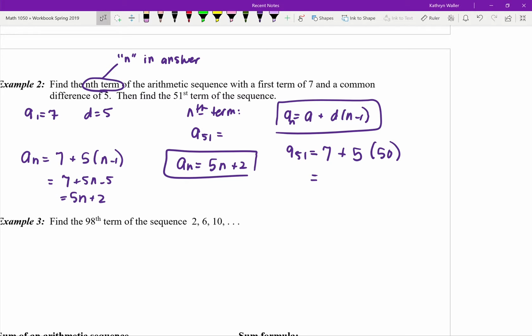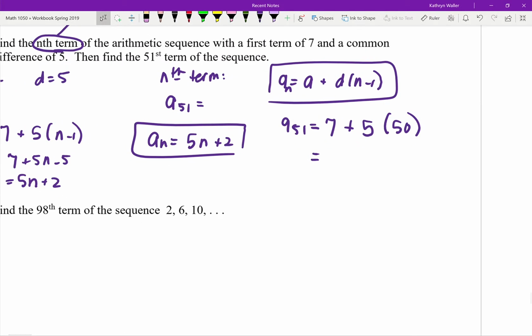51 minus 1 is 50. Okay, so then 5 times 50 is 250. Add 7 to it, you get 257, and that's your answer. And had you put 51 right there, you would have gotten the same answer either way.